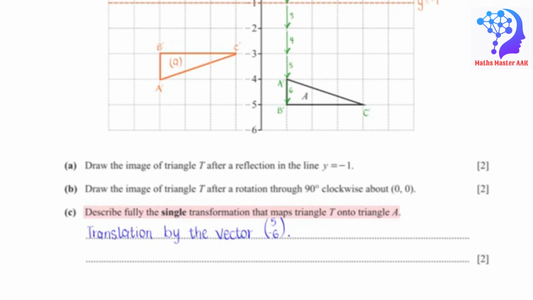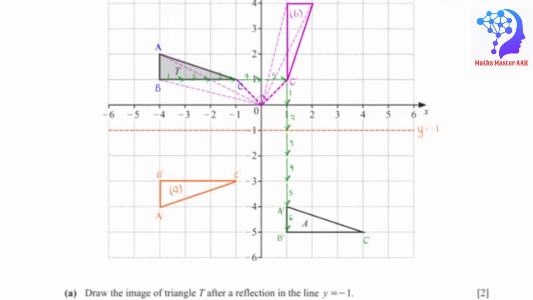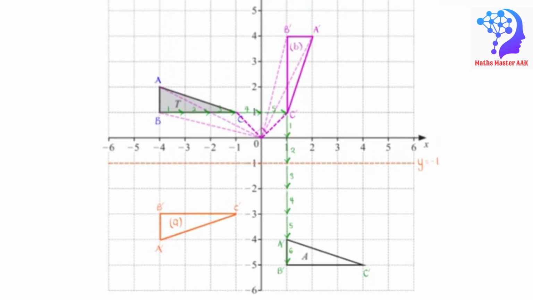Describe fully the single transformation that maps triangle T onto triangle A. When we look at both triangles T and A, we can tell straight away that this is a translation because shape A looks exactly like shape T, only that it is in a different location.